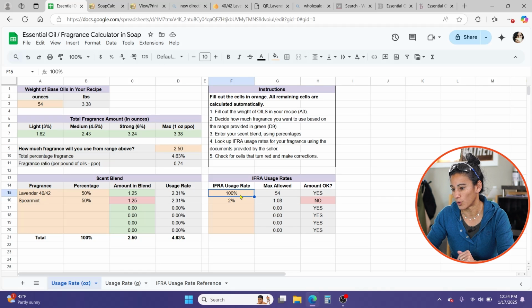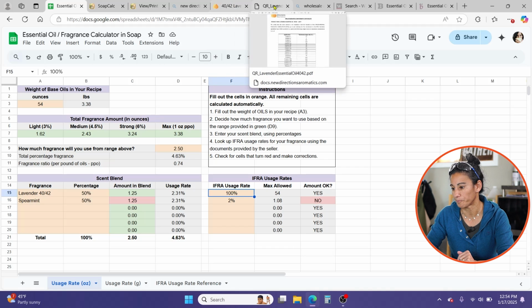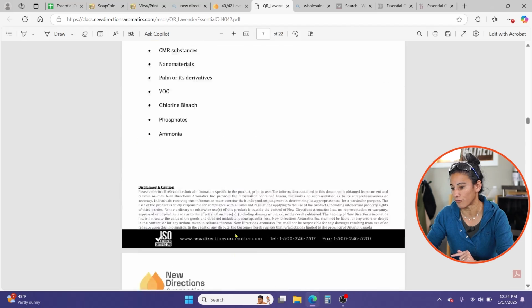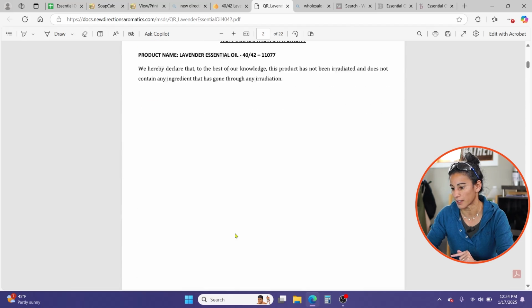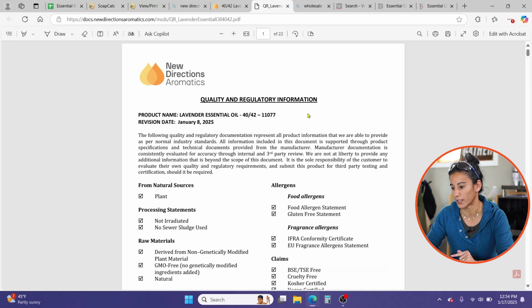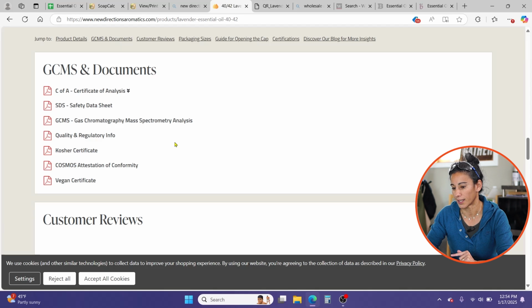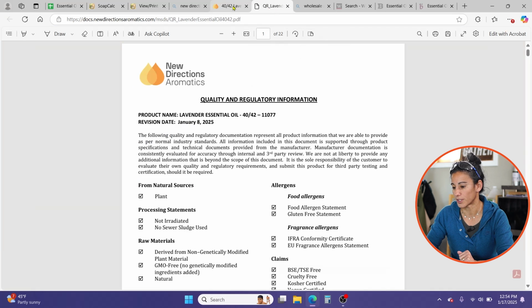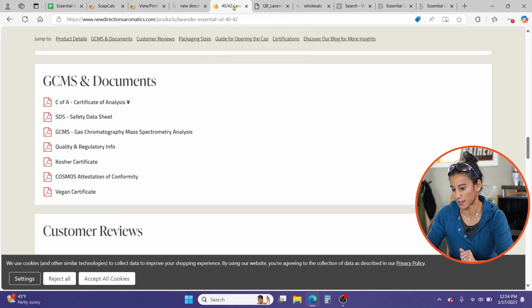Okay, so I figured out the usage rate for lavender is 100%, so I put that in there. And again, that's based on this PDF that I got off New Directions Aromatics, which is called the Quality and Regulatory Information. And again, that's located here under the documents. Now, if you did not buy your essential oil from New Directions Aromatics, and one of the reasons I buy from them regularly is because they have so much great documentation.